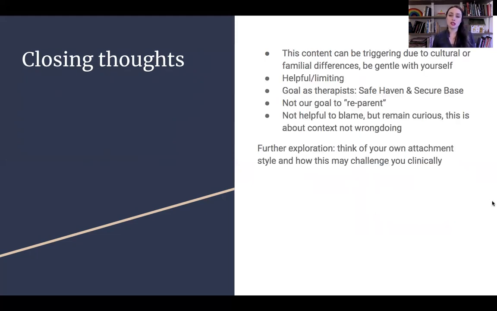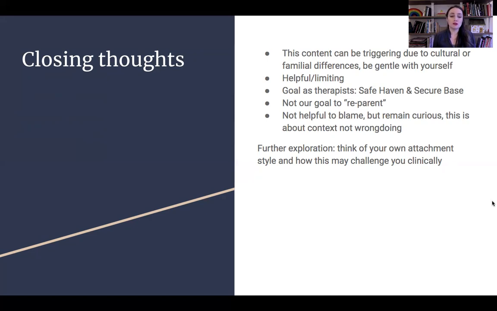So some closing thoughts. This material can be triggering, can be really activating for us as we are revisiting our family of origin and starting to think critically. It can really challenge cultural norms and can bring about pain and guilt. So be gentle with yourself. And it's important for us to acknowledge that that's good data for us, because as we're examining these things and feeling the discomfort around that, we're getting a better understanding of what it's like for our clients when we ask them to start to examine their history in this way.